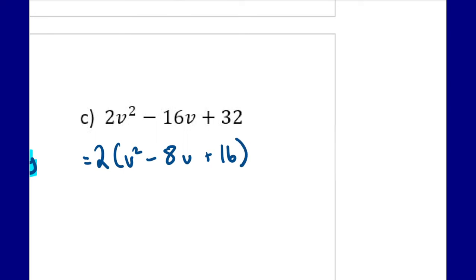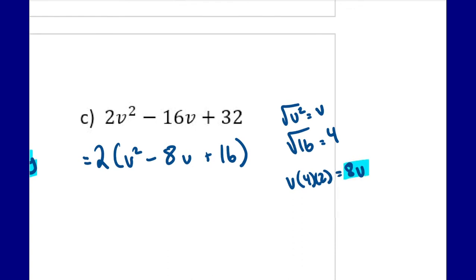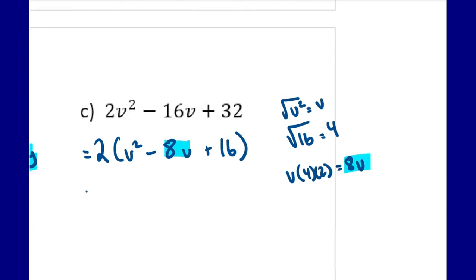So now this may look like a simple trinomial, so it may be easier for you to go through and solve it or factor it as a simple trinomial, but we can always do a quick check to see if it's a perfect square trinomial. Well, the square root of v squared is v, the square root of 16 is 4, and if we do v times 4 times 2, we get 8v. So these numbers do work out that it fits a perfect square trinomial. Again, if you don't like factoring it this way, you can always go back to the 2 previous ways to factor a trinomial.